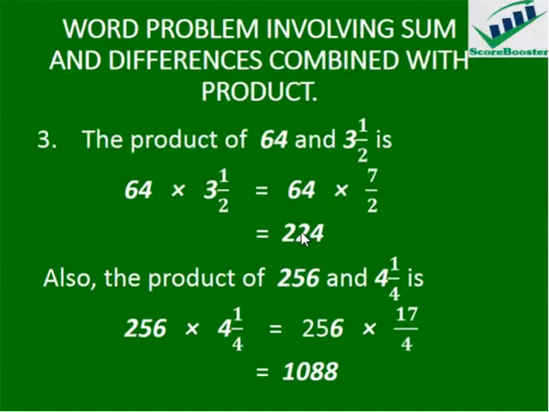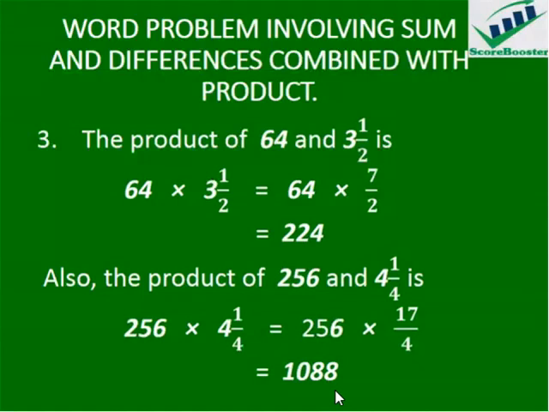The second one is the product of 256 and 4 1/4. You follow this same step. 256 multiplied by 4 1/4. You convert this to an improper fraction, which will be 4 multiplied by 4, 16, 16 plus 1, 17 over your old denominator, which is 4. And when you do this, 256 multiplied by 17, everything divided by 4, you get 1088. Now you have the parameters to carry out your sum upon.